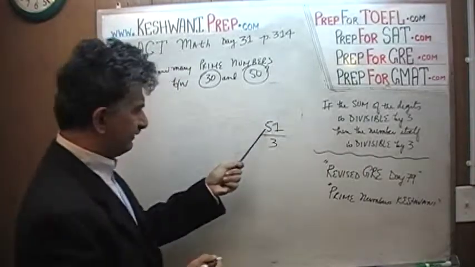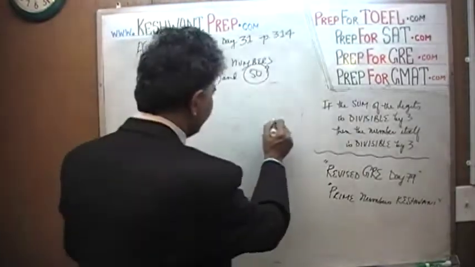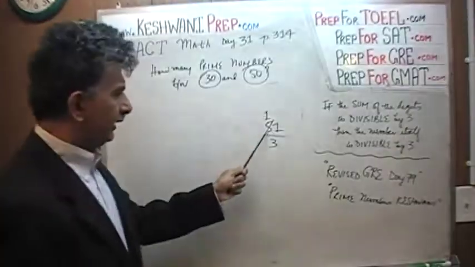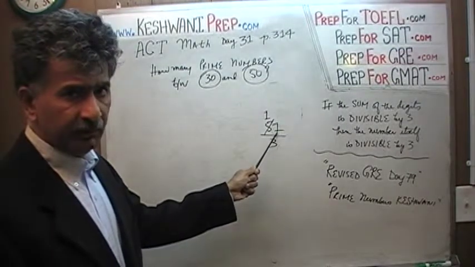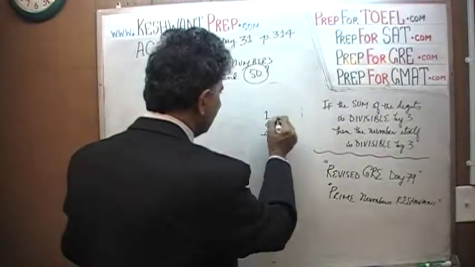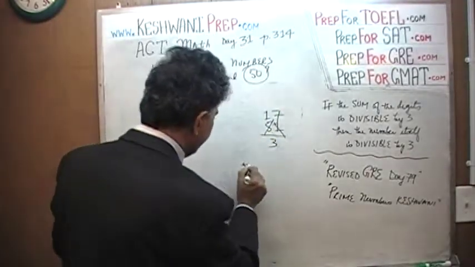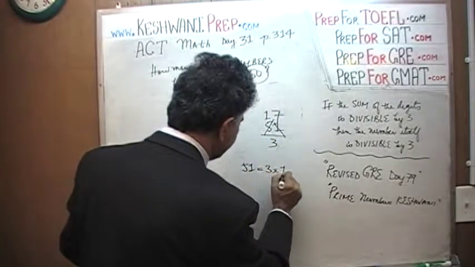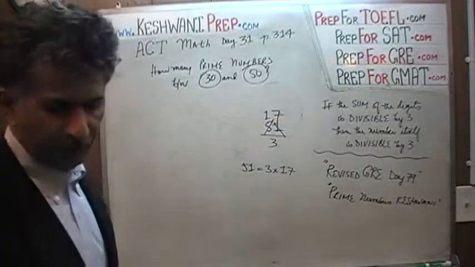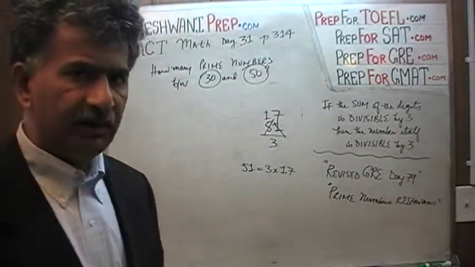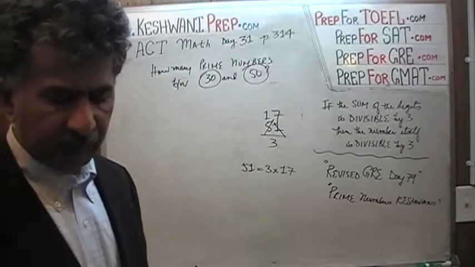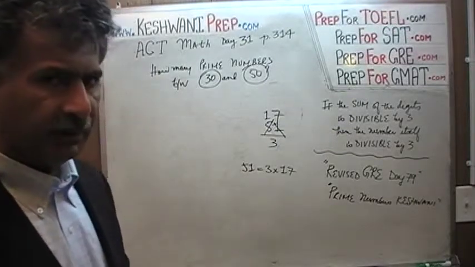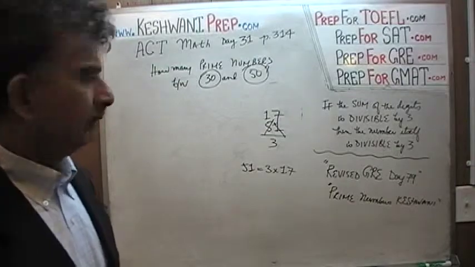you will get, how many 3's in a 5? 5 has 1 3. The remaining 2 goes and joins the 1, becomes 21. How many 3's in a 21? 21 has 7 3's. There you go. It turns out that 51 is not a prime number. 51 is 3 times 17. Similarly, there is one more in the 90s that people miss sometimes. I can't think of it right now, but there is one more that people sometimes have trouble with.